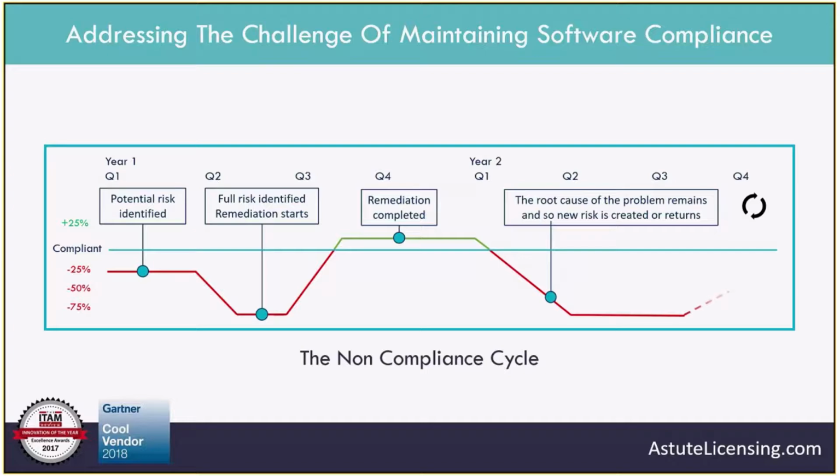And this is where most software asset management programs start to fall over, because they've sold the business, we've solved the Oracle problem, we've solved the IBM problem, and then a year or two later the problem's back and they lose credibility within the organization because they didn't resolve the root cause of non-compliance.